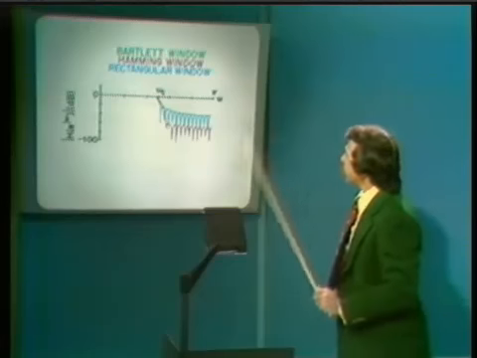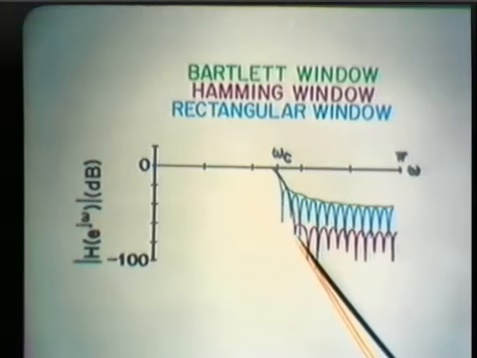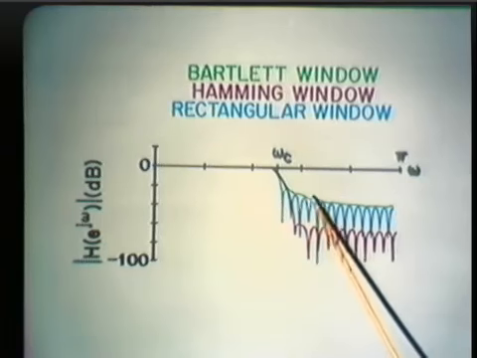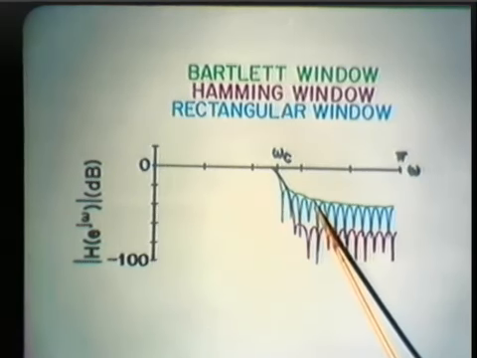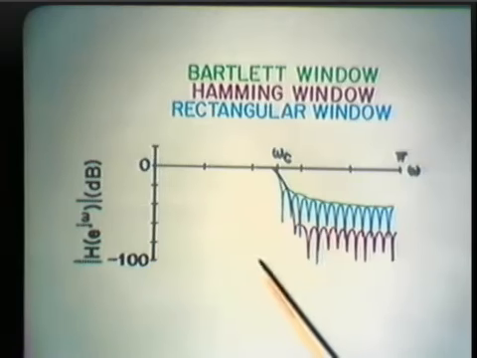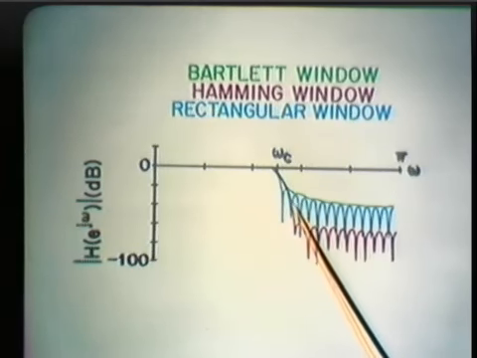And in this case, you can see that the frequency response obtained with the Hamming window applied to a low-pass filter has considerably better stop band attenuation than either the rectangular or the Bartlett window. In particular, it comes down to about minus 30 or minus 32 or so dB. There is a slight price paid for this, and the price is, as you notice, that the transition band is slightly wider than it is for either of the other two windows.